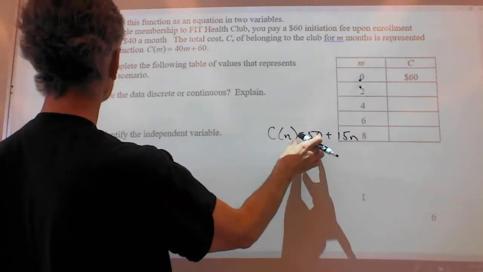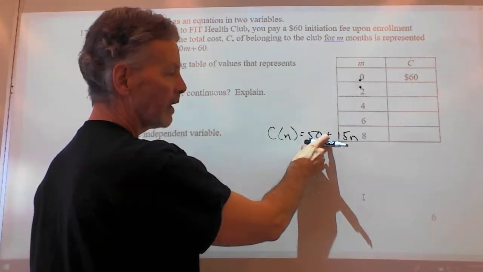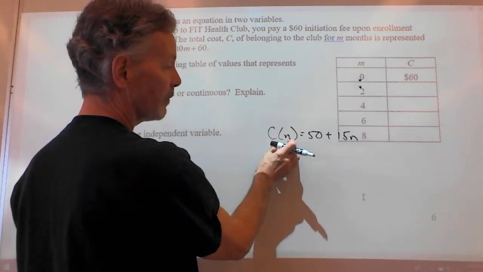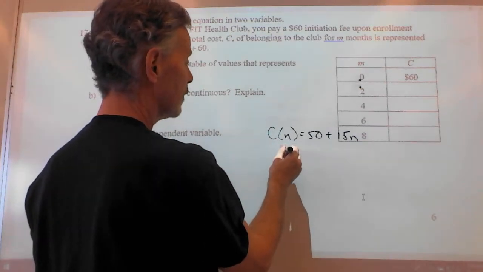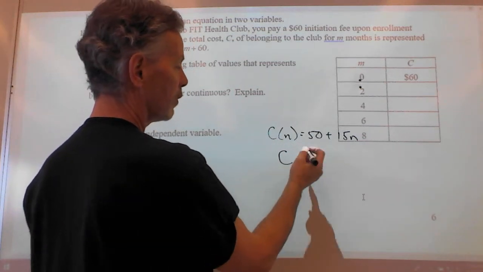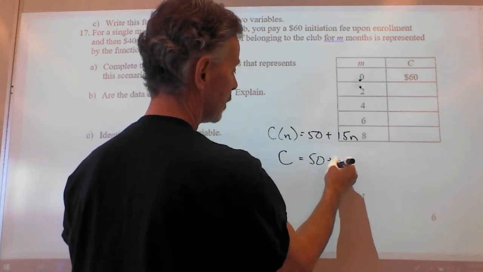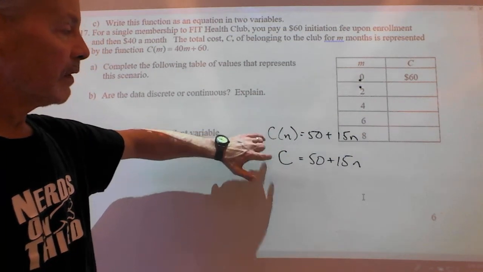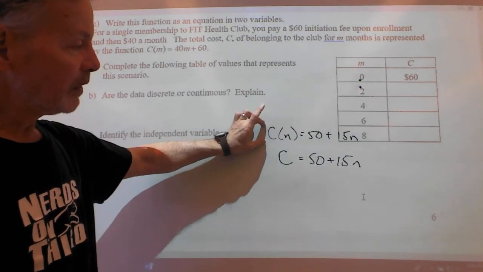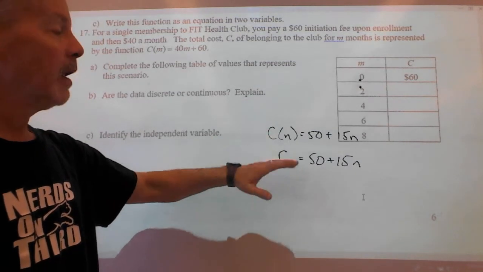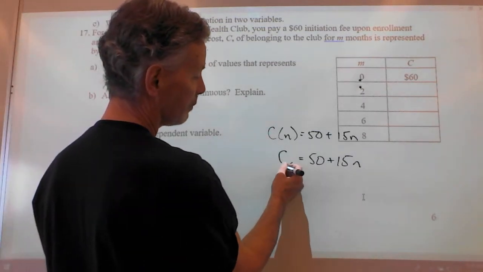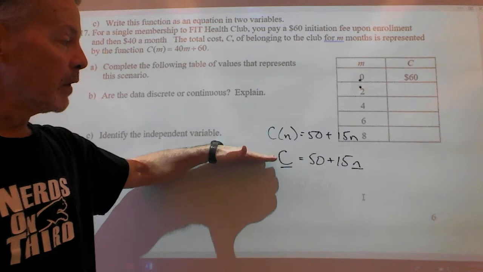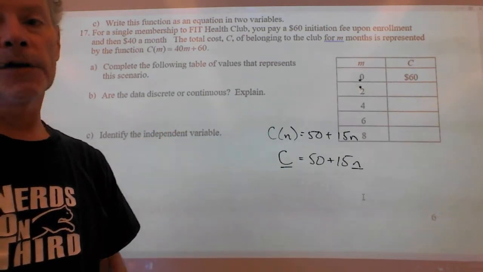So this is the equation from number 16. If we want to write it as an equation in two variables, that's easy. Instead of this function-y looking thing over here, we can just say one variable, total cost, equals 50 plus 15n. Again, the only difference is instead of the function notation on the left, we've replaced it with a variable. This is called an equation in two variables because it has two variables. Okay? So equation in two variables, function notation.